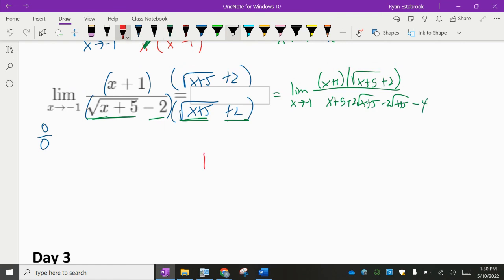And this looks pretty horrible at this point, but look at the denominator. Do you see some things that are going to drop off and simplify? The positive 2 times root x plus 5, the negative 2 times root x plus 5. So the worst parts are just gone now. That was the advantage of multiplying by that conjugate. And look at what's remaining down there. It says x plus 5 minus 4. So what are we going to write down there? It's just x plus 1.